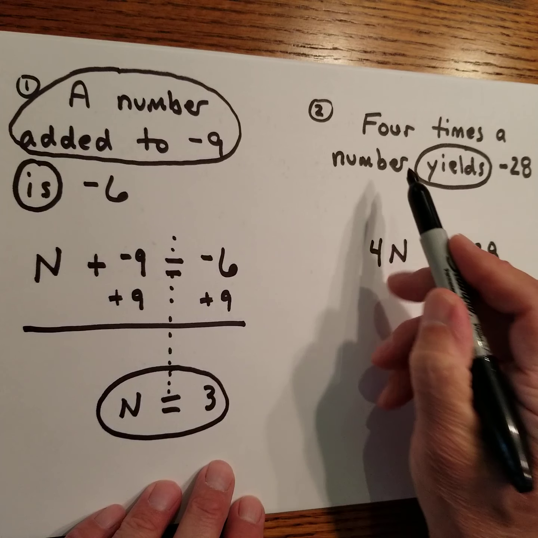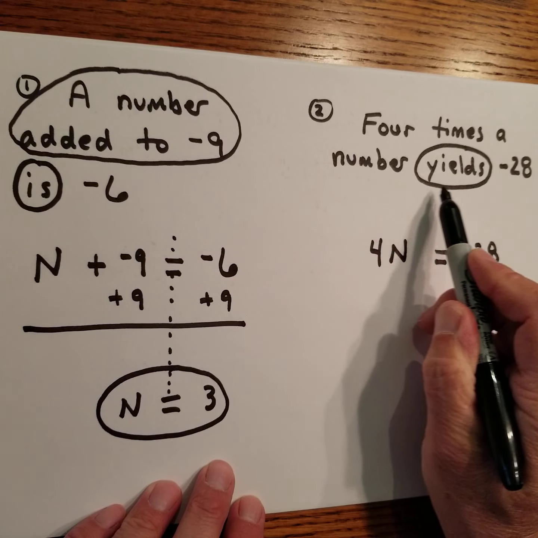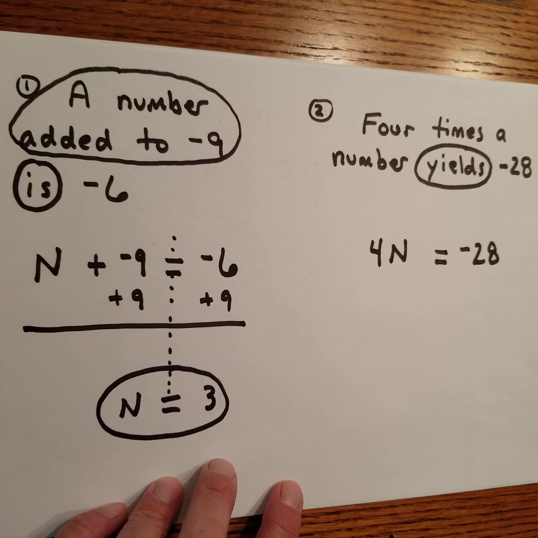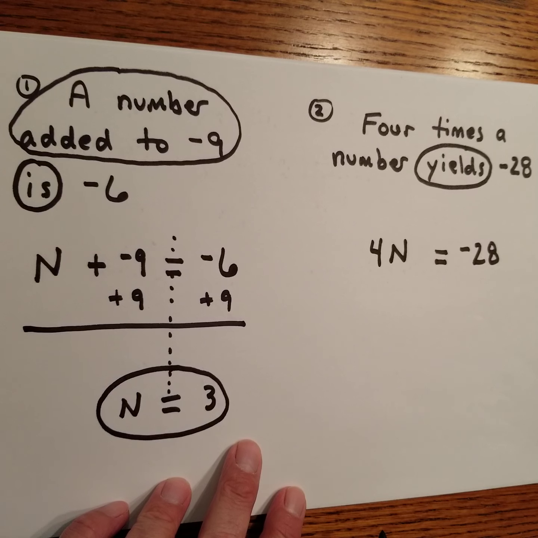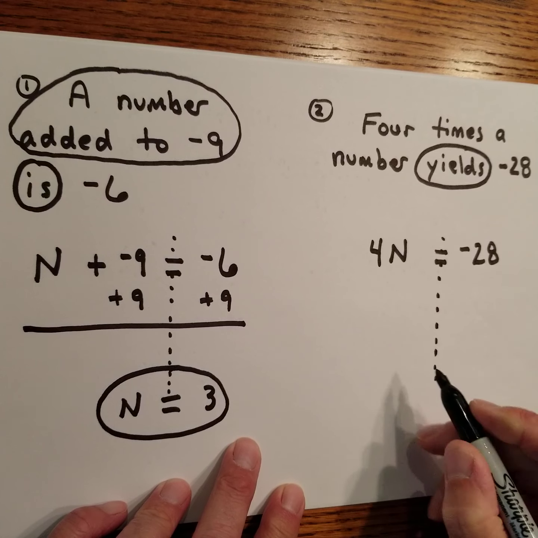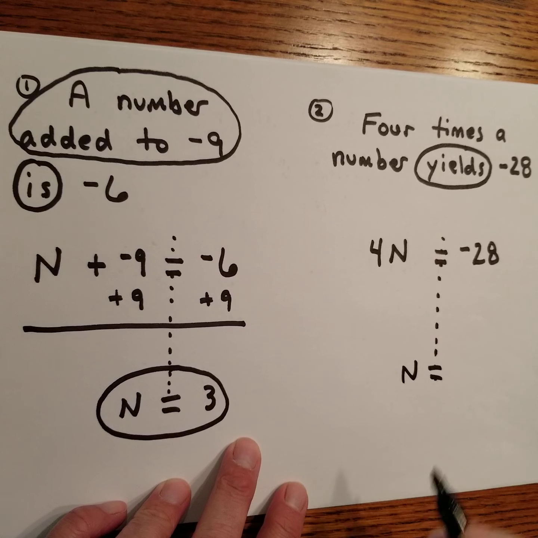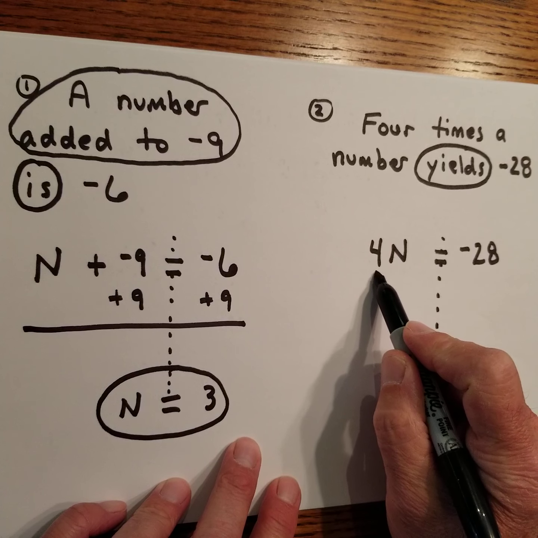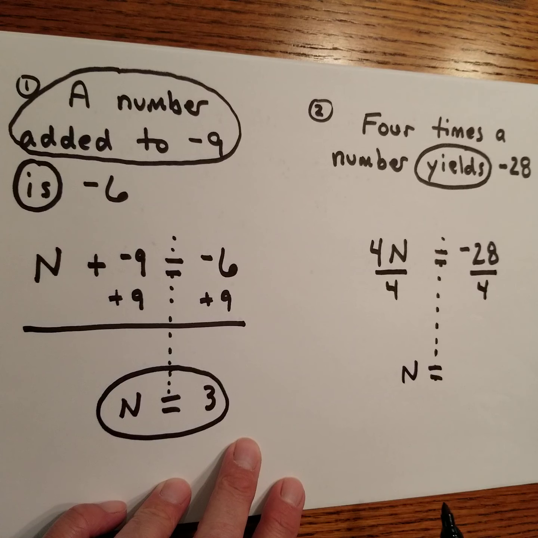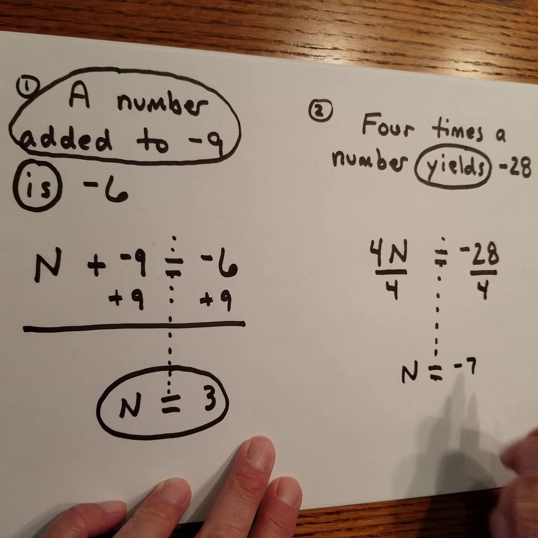Let's see if we've got it. 4 times a number yields -28. 4 times a number equals -28. Good. Now solve. If I want to get n by itself, well, 4 and n are being multiplied. The inverse of multiplication is division, and negative 28 divided by 4 is negative 7.